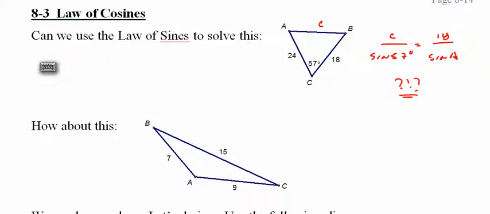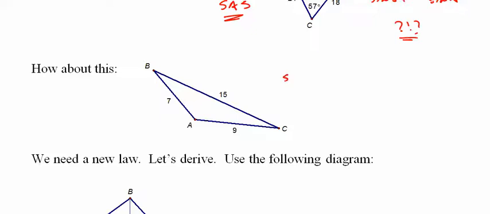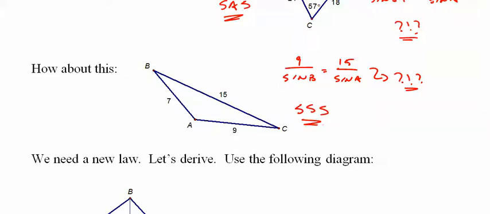Well, how about, and by the way, that's a side angle side. How about this one? Sine of 9 over sine of B equals 15 over sine of A. Side, side, side. So we need a law of cosines.